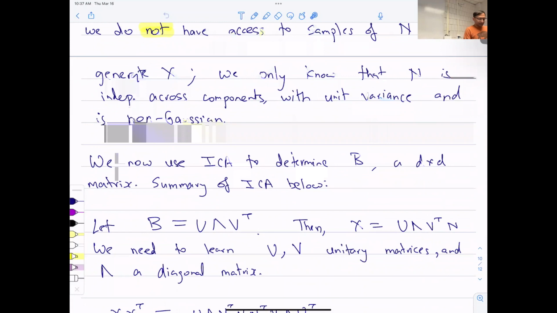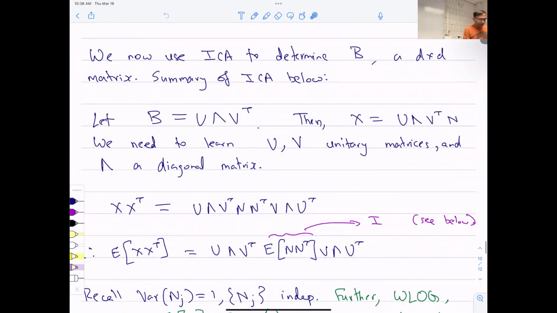So B is some real matrix. Let's write it as U lambda V transpose, where U and V are unitary matrices and lambda is some diagonal matrix. Okay. Can always write this. So what is X transpose? I stick it in. X is U lambda V transpose N, and X transpose is the transpose of that. So N transpose V lambda U transpose.